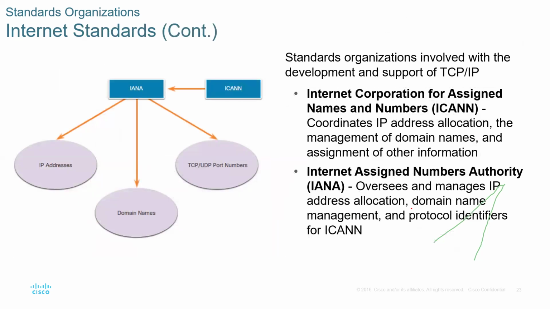For IP addresses, we have organizations like IANA, the Internet Assigned Numbers Authority, which oversees and manages IP address allocation, domain name management, and protocol identifiers, and ICANN. That's where our IP addresses come from. Numbers, who allocates them: it is IANA.